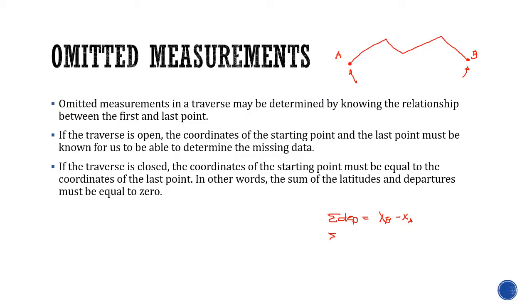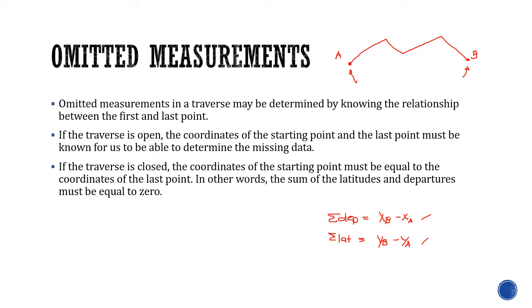Second naman, pwede rin natin i-relate yung latitude. So the sum of the latitude ay equal to the y coordinate of B minus y coordinate of A. Kasi yung movement papuntang north or south, kailangan yung sum nun ay equal to the change in the y coordinate of B and A. So ganun yung relationship niya. Ganun yung kapag open. So ito yung gagamitin nating equation to relate the values.